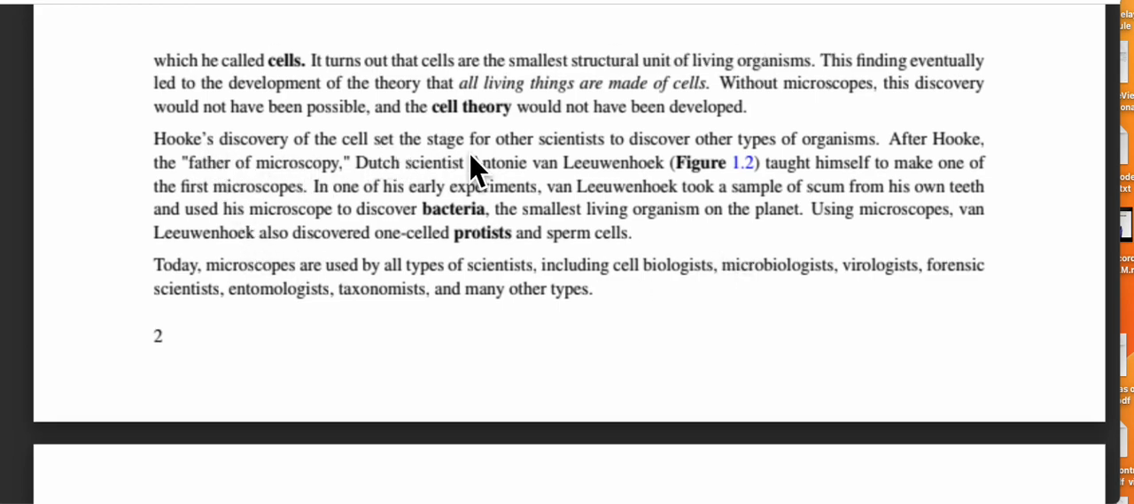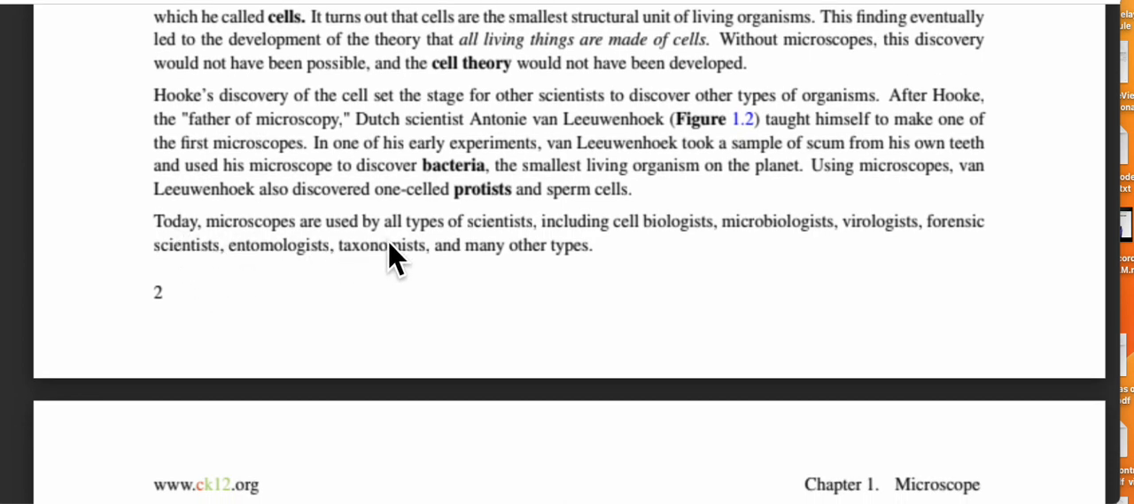Hooke's discovery of the cell set the stage for other scientists to discover other types of organisms. After Hooke, the father of microscopy, Dutch scientist Anton van Leeuwenhoek taught himself to make one of the first microscopes. In one of his early experiments, van Leeuwenhoek took a sample of scum from his own teeth to use the microscope to discover bacteria, the smallest living organisms on the planet. Using microscopes, van Leeuwenhoek also discovered one-cell protists and sperm cells. Today, microscopes are used by all types of scientists, including cell biologists, microbiologists, virologists, forensic scientists, entomologists, taxonomists, and many other types.